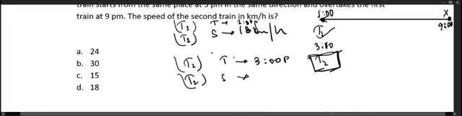So our approach will remain the same. Both of them are at point X at 9 p.m., which means both have taken the same time to reach point X. Speed is equal to distance upon time. So first we have to find the distance that has been traveled by train 2.